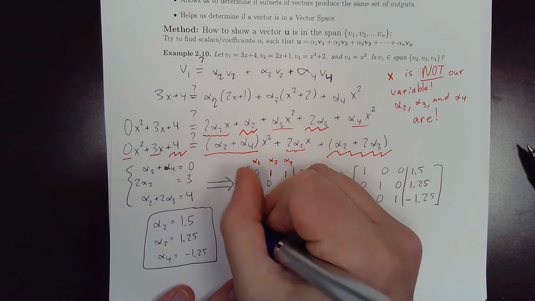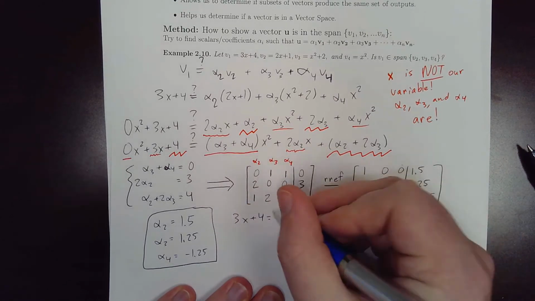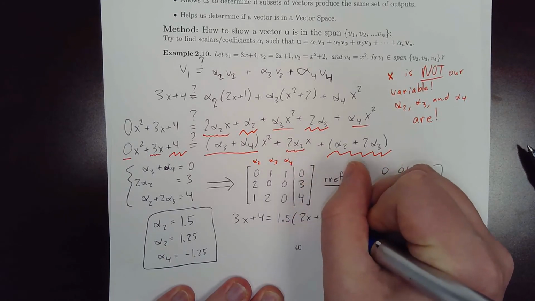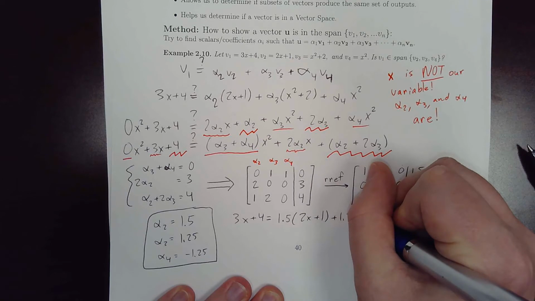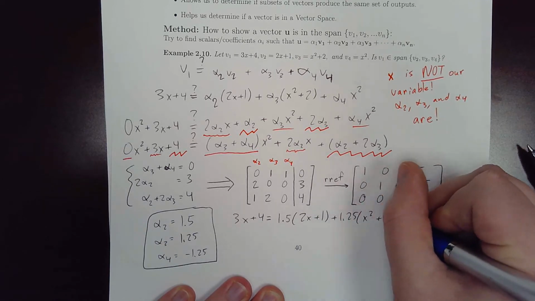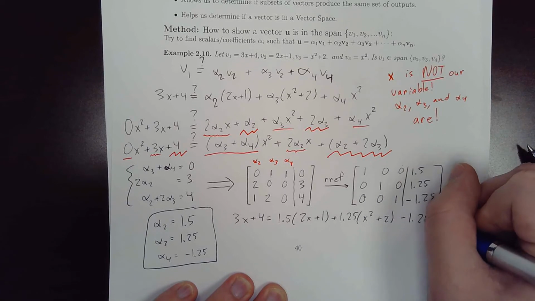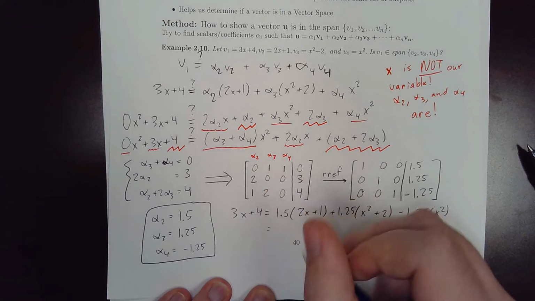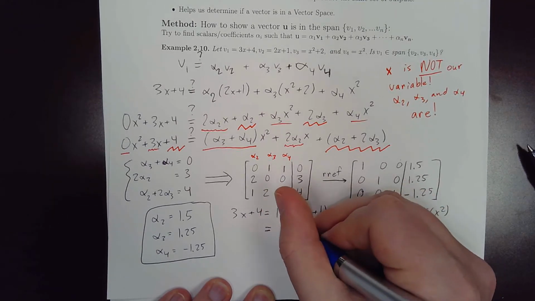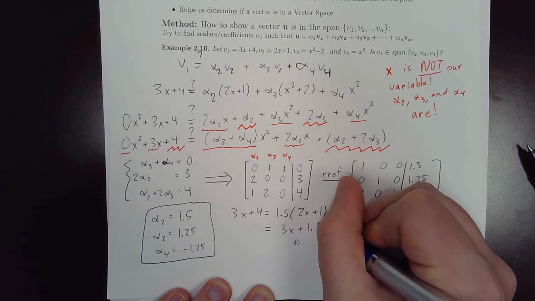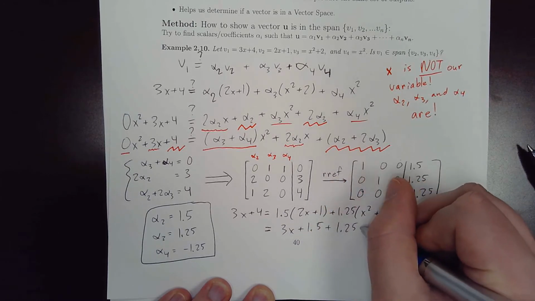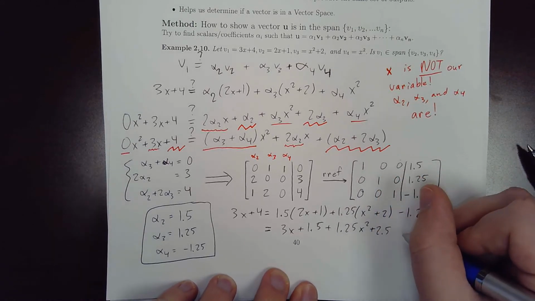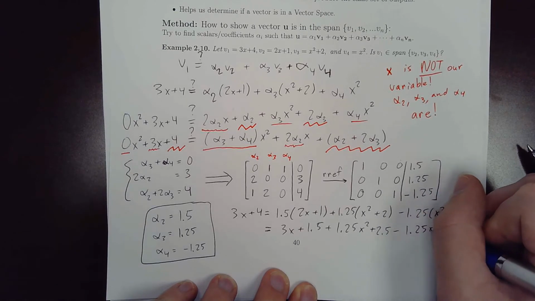So what we're saying then is 3x plus 4 equals 1.5 times 2x plus 1 plus 1.25 times x squared plus 2 minus 1.25 times x squared. So we can verify this just to double check. If we multiply this 1.5 through, we'll get 3x plus 1.5 plus 1.25 x squared plus 2.5 minus 1.25 x squared.